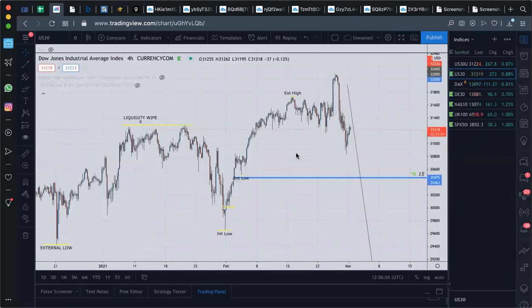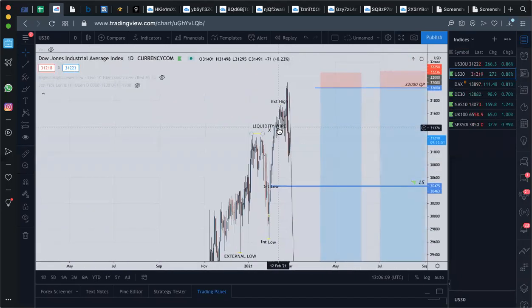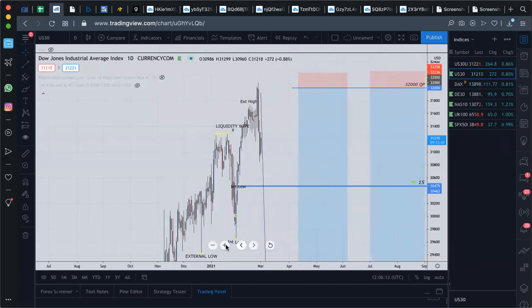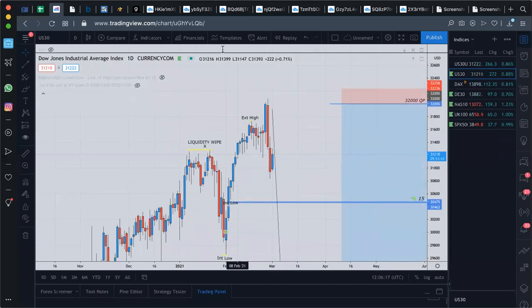Let's go to the daily. You see how it just touched 32,000 and started to fall away? It hit 32K and started to fall away. So I was looking for that in December, if I find the right print screen.